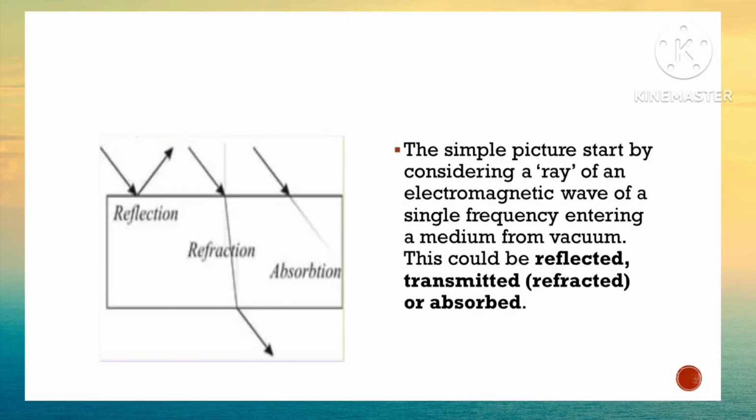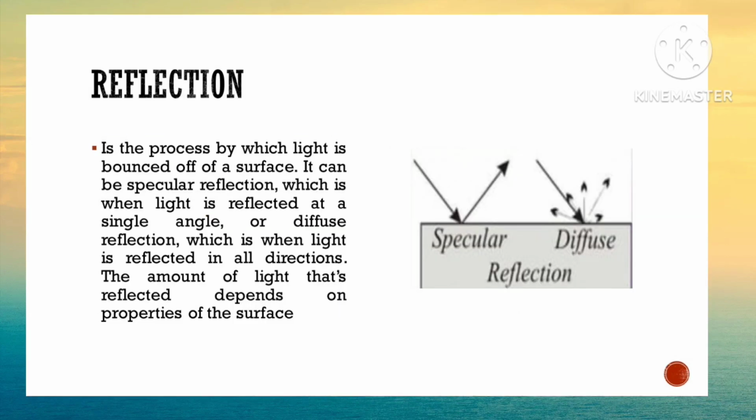And now, let's talk about reflection, refraction, and absorption. A simple picture starts by considering a ray of an electromagnetic wave of a single frequency entering a medium from vacuum. This could be reflected, transmitted, or absorbed. Reflection is the process by which light is bounced off of a surface. It can be a specular reflection, which is when light is reflected at a single angle, or diffuse reflection, which is when light is reflected in all directions. The amount of light that's reflected depends on properties of the surface.